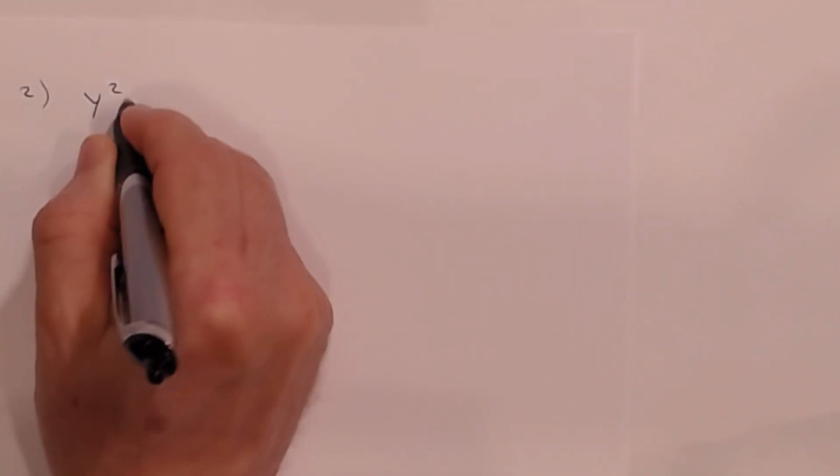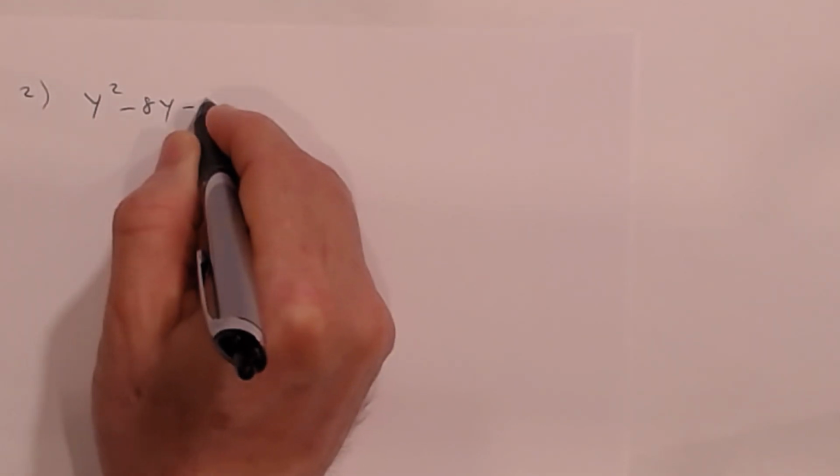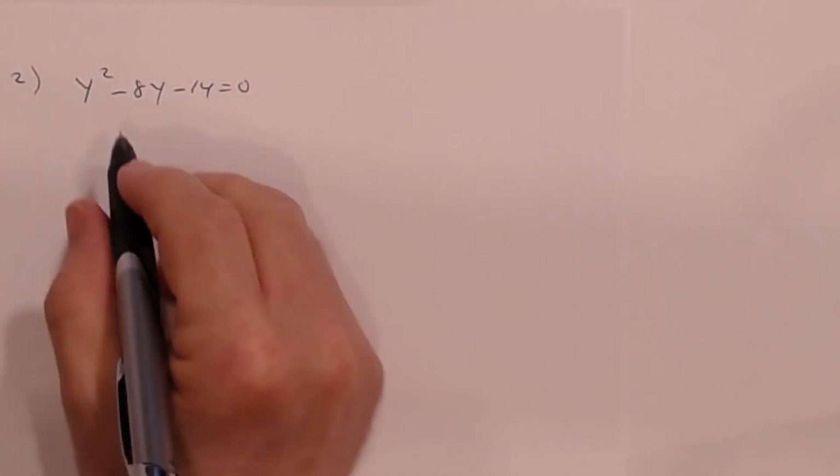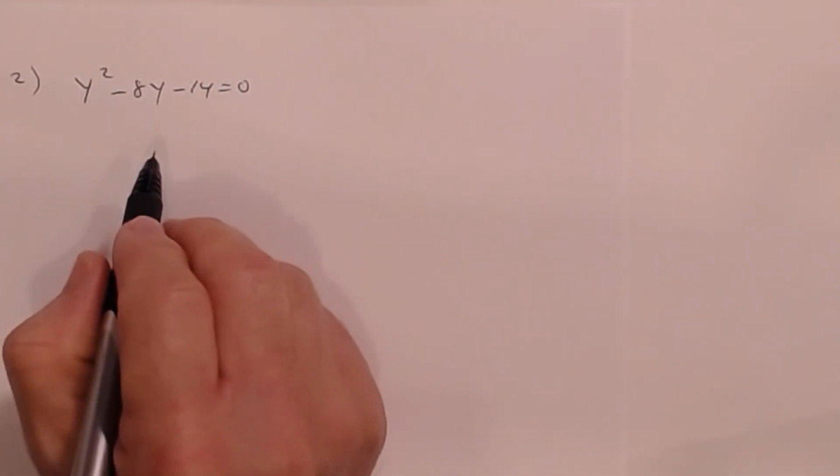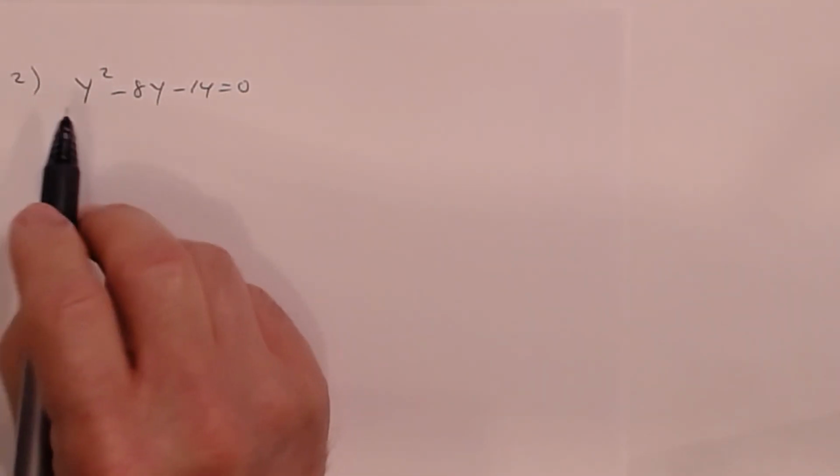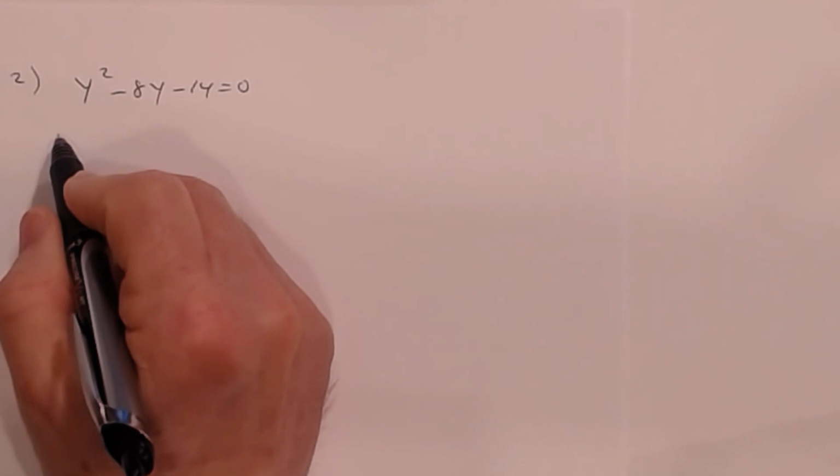Okay, let's look at number 2. We have this problem for number 2. Number 2 is y squared minus 8y minus 14 equals 0. All right, so this time my variable is y. And notice that 0 is already on this side. It's in descending order. So let's determine what A, B, and C are.